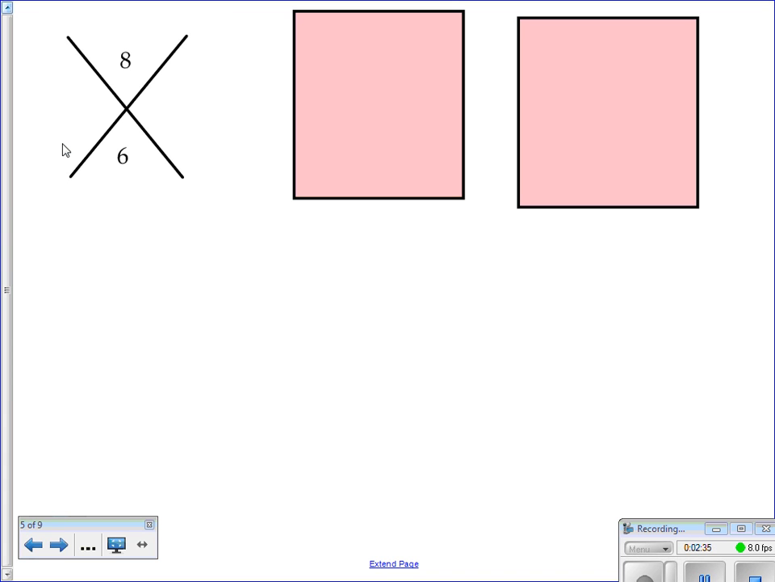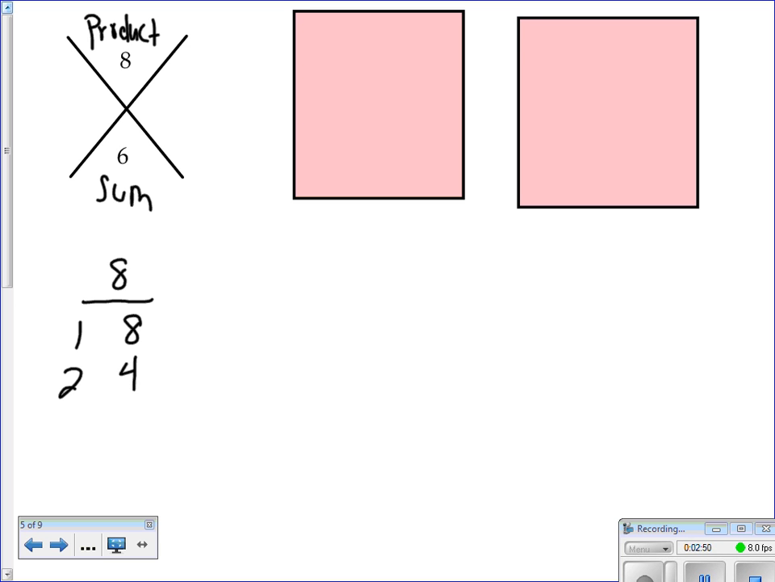So let's take a look at ones where the x is already there. We have 8, remember, is our product. 6 is our sum. So let's take a look at factors of 8. We have 1 and 8, 2 and 4. Those are our only factors. Which of those add to 6? Well, 1 plus 8 is 9. That doesn't work. 2 plus 4 is 6. Bam, that's what I want. So it doesn't matter what order I write it into the x. I just want to put a factor on each side. So 2 and 4.